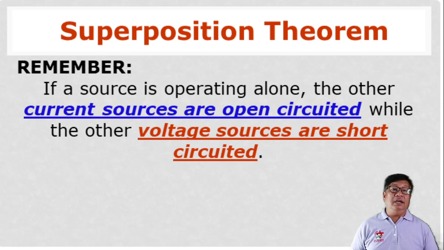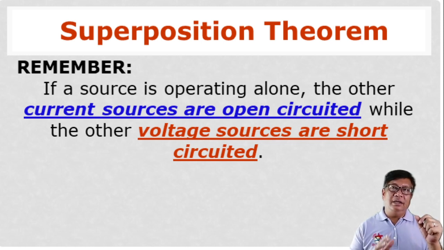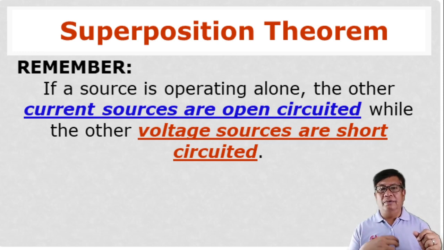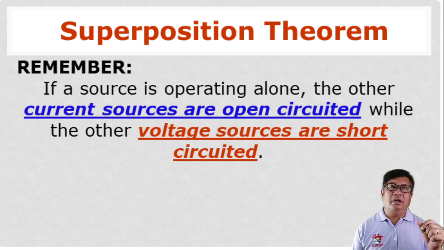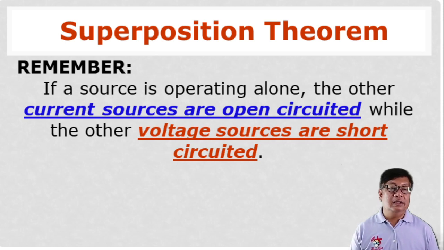If a source is operating alone, the other current sources are open-circuited, while the other voltage sources are short-circuited. So it is understood that whenever we have two or more sources, for the voltage sources you have to use short circuit, no? If we have these two different types of sources, pag i-consider natin yung voltage sources, then ang gagawin natin doon sa current source, i-eliminate natin yan. So pag it is a current source, then you have to eliminate it, open circuit. Pero kung yung i-consider natin ay voltage source, no? So you have to remove that voltage source and replace it with a wire, then it will result to a short circuit, no?